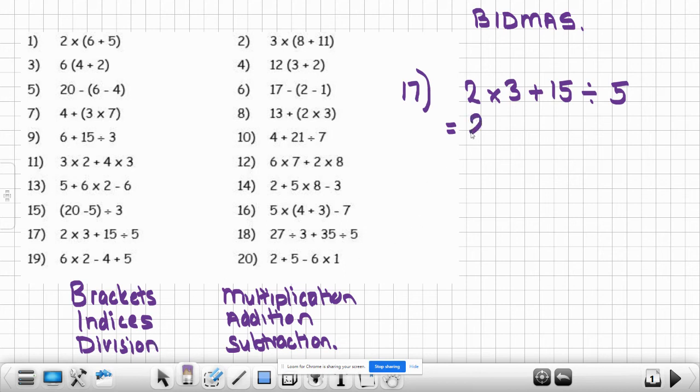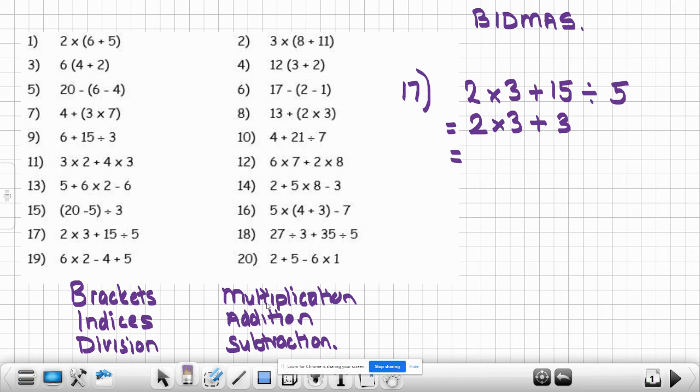So we have 2 times 3, and then I'm going to be adding to that. But I want to deal with this part. So 15 divided by 5, and there are 3 5s in 15. So 15 divided by 5 is 3. So I'm going to replace that sum with the answer, which is 3. Okay, so we've now dealt with the division. Going to move on. And if I have a look, now I've got a multiplication and an addition to do.